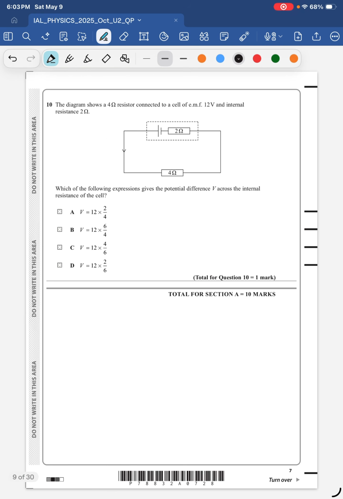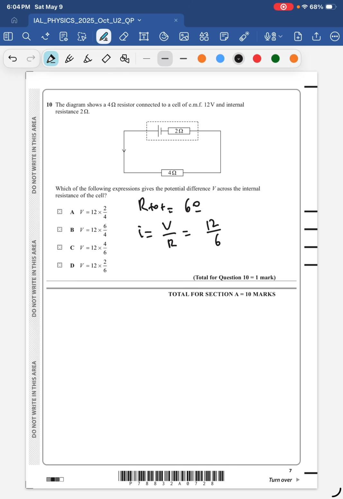Let's move on. Question 10. The diagram shows a 4 ohm resistor connected to a cell of EMF 12 volts and internal resistance 2 ohms. Which of the following expressions gives the potential difference V across the internal resistance of the cell? First of all, we need to find the total resistance, which is going to be 6 ohms. We just add them up. Therefore, the current in the circuit is going to be V over R, so 12 over 6.